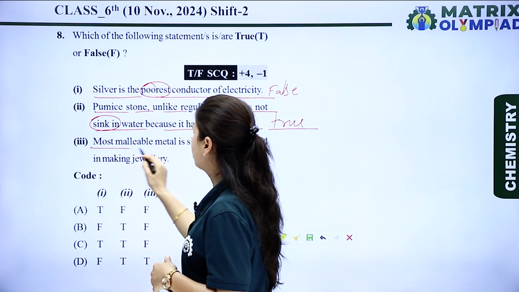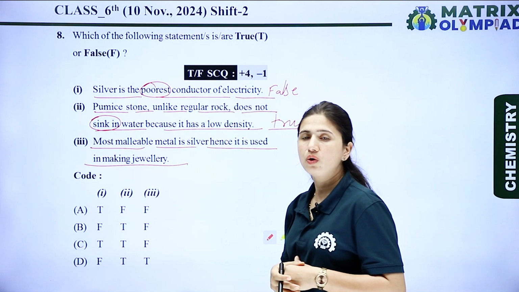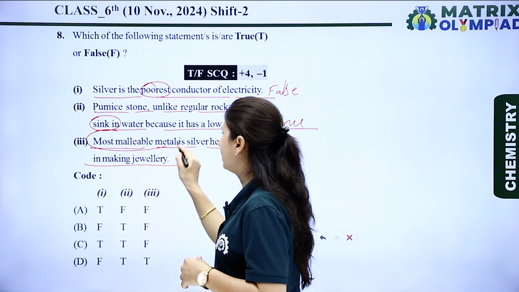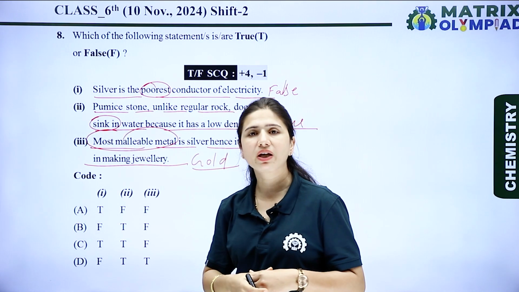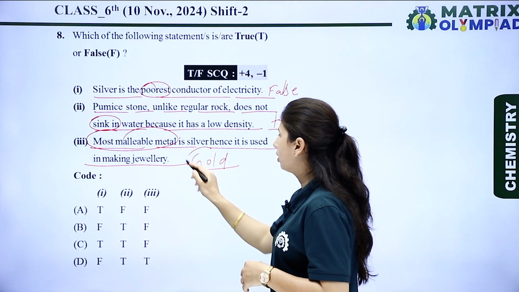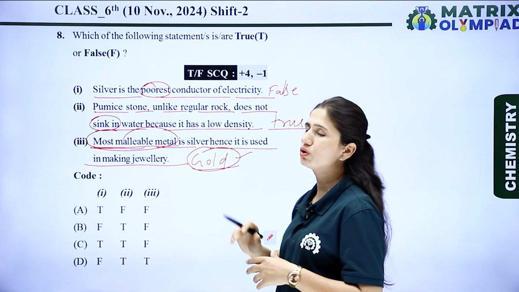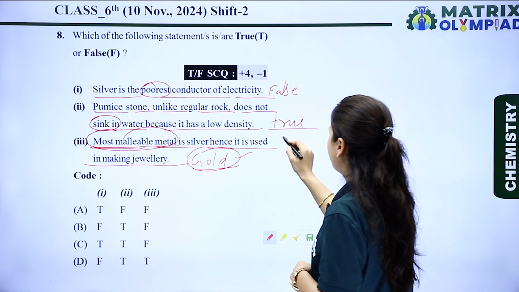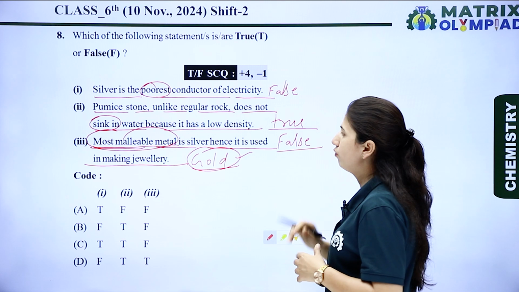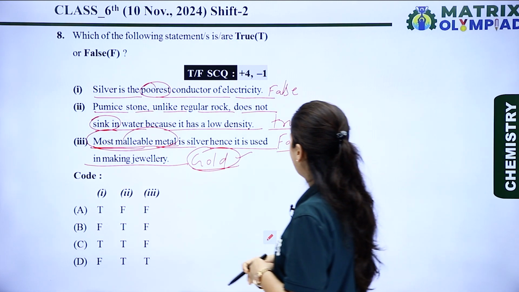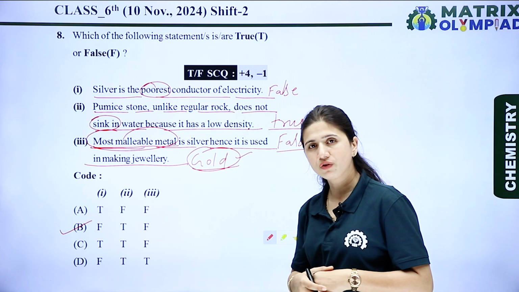Next is, the most malleable metal is silver, hence it is used in making jewelry. No, the most malleable metal is gold, not silver. Silver is also used in making jewelry, but not in this statement. The most malleable metal is gold. So this is completely a false statement. So let's see the options. First is false, second is true, and third is false. False, true, and false. It means B is the right option for this question.